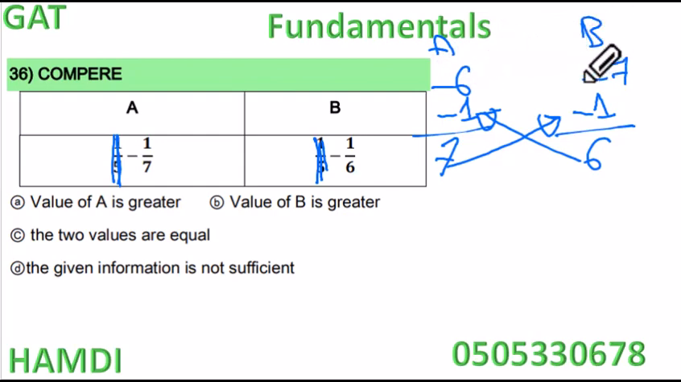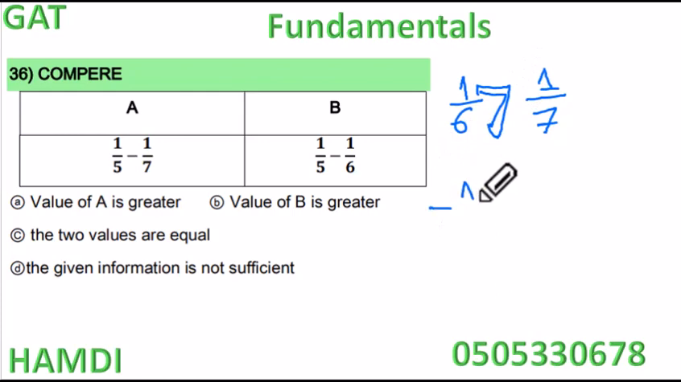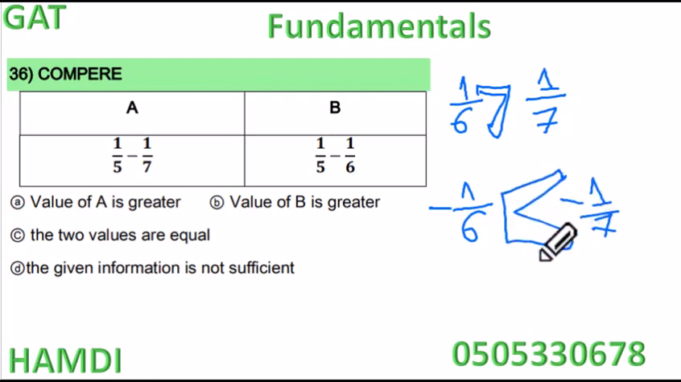7 times negative 1 is negative 7. So here value A is greater than value B. So the answer is value A is greater. So in positive fractions, 1 over 6 and 1 over 7, 1 over 6 is greater than 1 over 7. But in negative values, negative 1 over 6 and negative 1 over 7, negative 1 over 7 is greater than negative 1 over 6. So here value A, negative 1 over 7, is greater than negative 1 over 6.